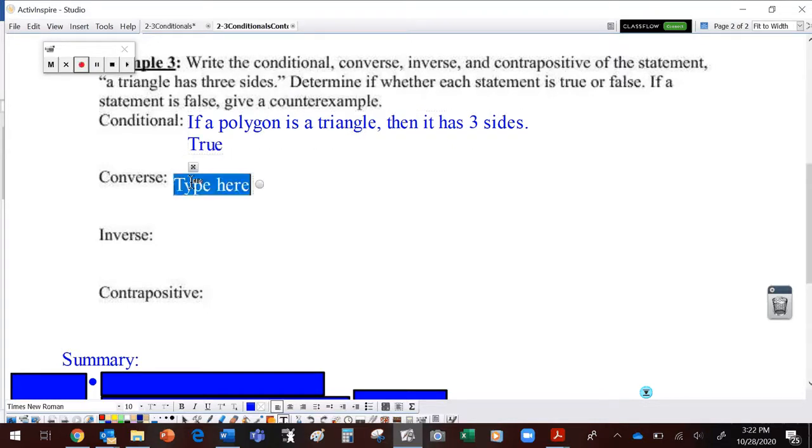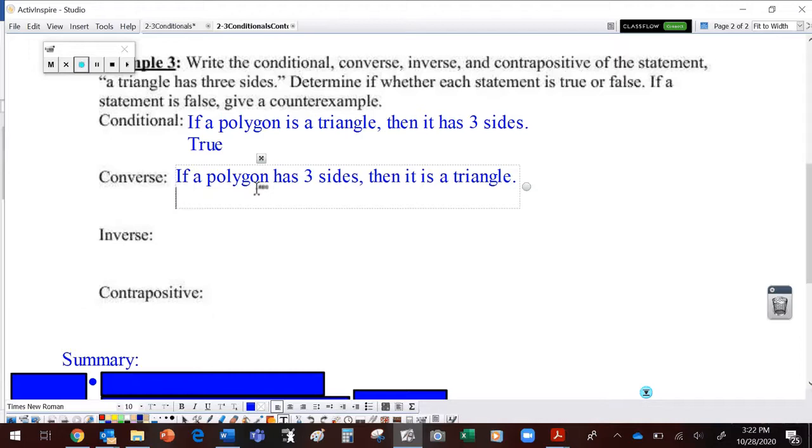Okay, the converse. The converse would be, we've reversed the order, so if a polygon has 3 sides, then it is a triangle. Well, if a shape has 3 sides, everyone in this class knows that it's going to be a triangle. That's true. It could be lots of different types of triangles, but if it has 3 sides, then it's a triangle.